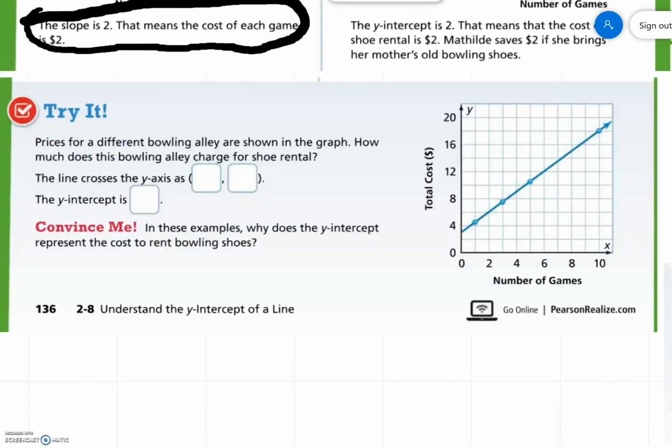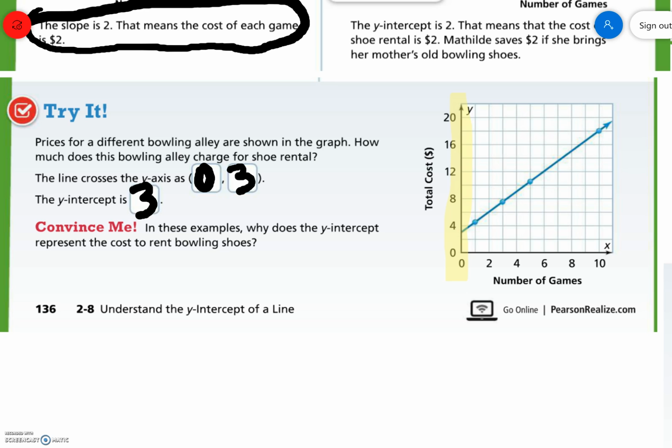Let's try it. Prices for a different bowling alley are shown in the graph. How much does this bowling alley charge for a shoe rental? So shoe rentals are when we're not playing any games, so we're at 0. It crosses the y-axis at 0, and it looks like at 3. So the y-intercept is 3, meaning they charge $3 for a shoe rental.